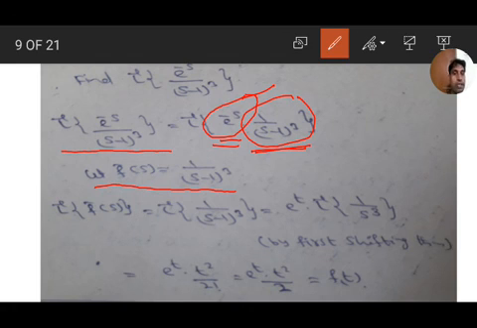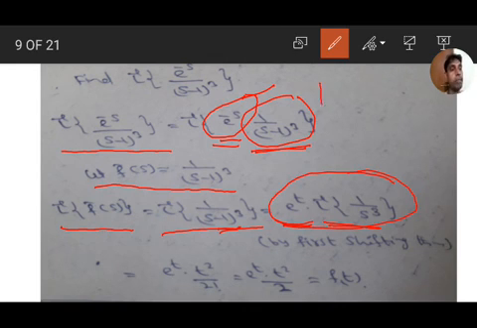So we have to find its inverse Laplace transform. L inverse of f bar s equal to L inverse of 1 by s minus 1 whole cube. Its inverse Laplace transform is by using the first shifting theorem. We discussed in the previous class. First shifting theorem, L inverse of f bar of s minus a. It is f bar of s minus a. Therefore, e to the power of at into L inverse of f bar s, and here a equal to 1. So e to the power of t into L inverse of 1 by s cube.